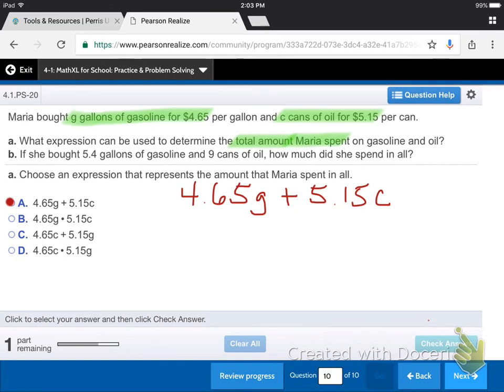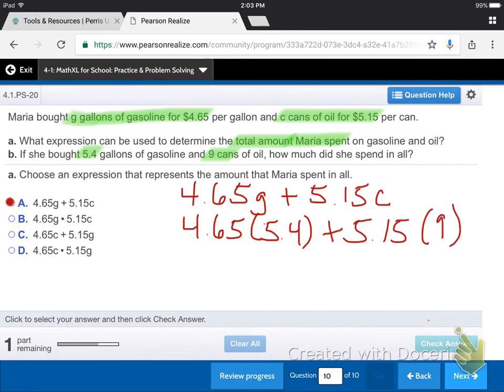Now, question B. If she bought 5.4 gallons of gas and 9 cans of oil, how much did she spend in all? So, here we go. We're going to do what we did on the very first problem. We're going to take 4.65 and multiply by the number of gallons she bought, which in this case is 5.4. So we're going to put in 5.4, multiply, and then add 5.15 times the number of cans of oil that she bought, which was 9 cans. So we're going to write that in right there, 9. Now all I have to do is multiply those numbers and add them together.